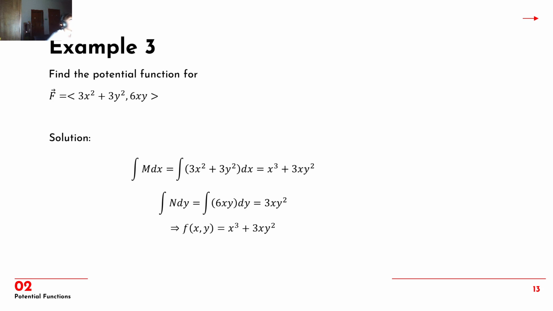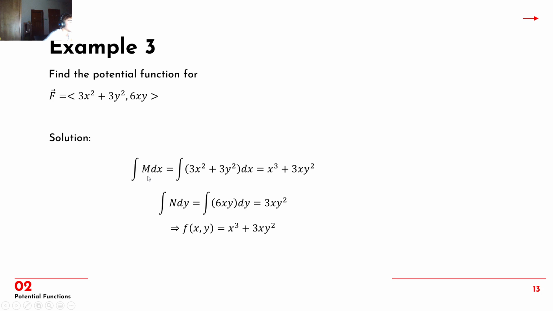So let's take a look at the example. To find the potential function for vector F, 3x squared plus 3y squared, that is M, and 6xy, that is N. So we just need to integrate it.